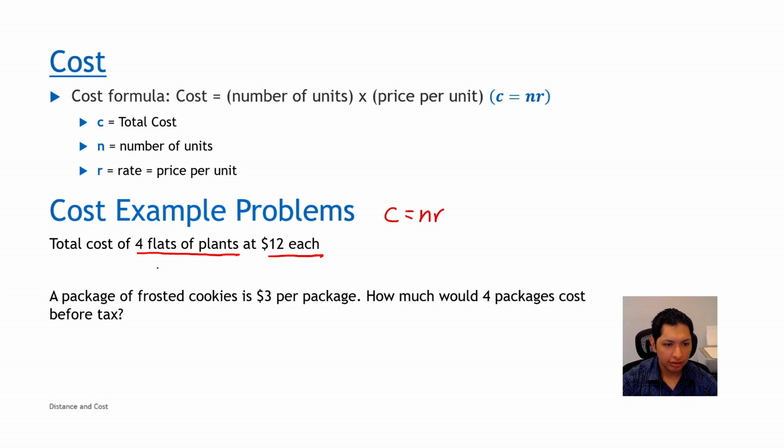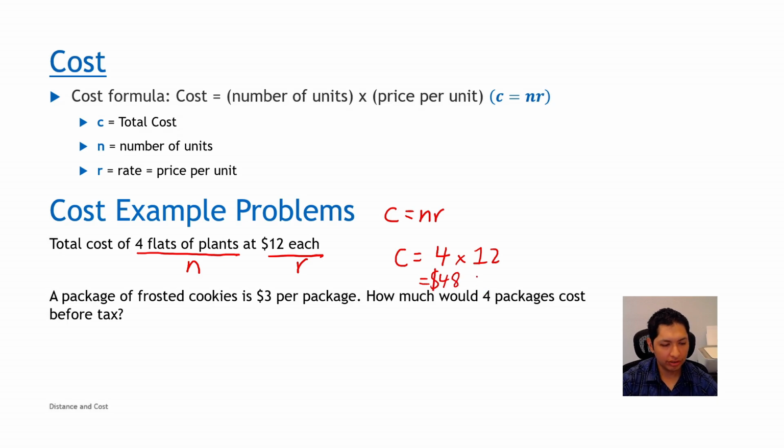So the total cost of 4 flats of plants, this is the number of units, and $12 each is the rate or the price per unit. So now that I know N and R, I am going to substitute them into the cost formula, and that becomes C, the total cost, is equal to 4 times $12, and that gives me $48.